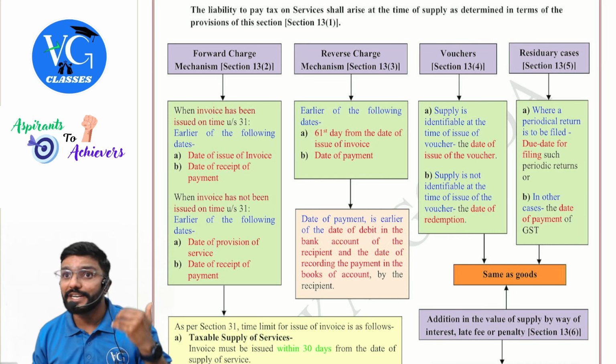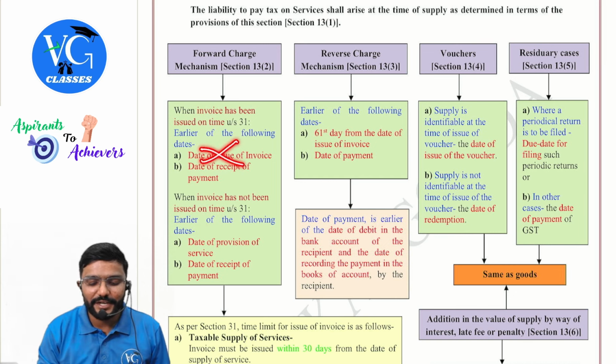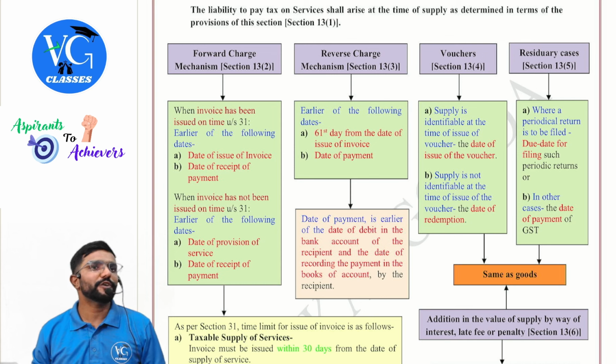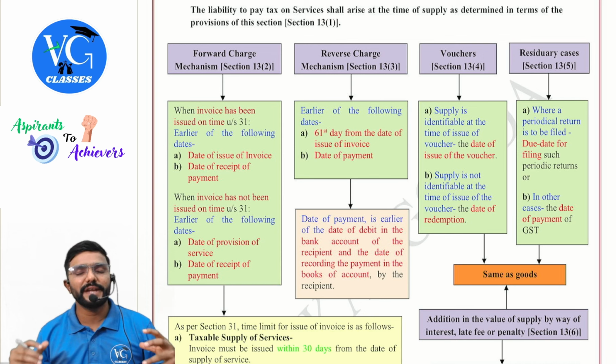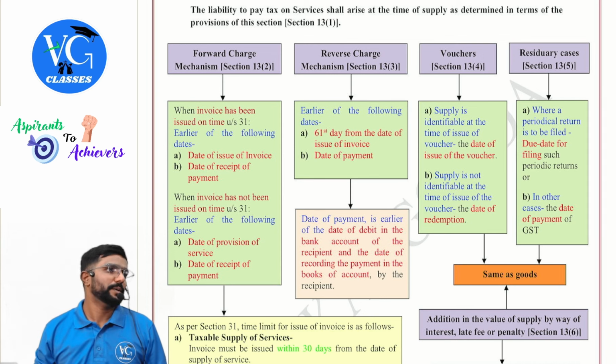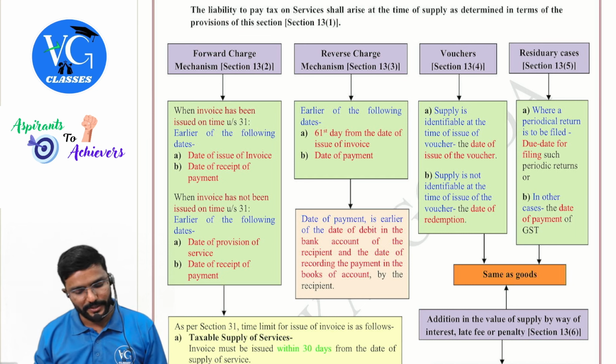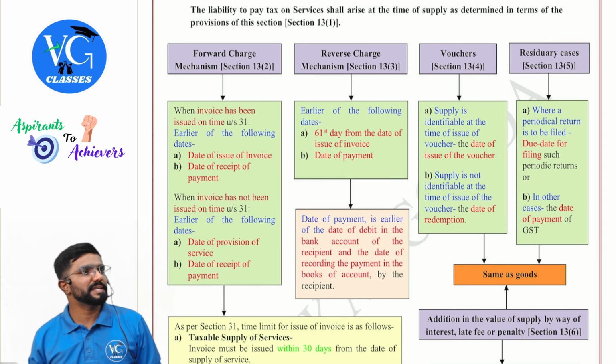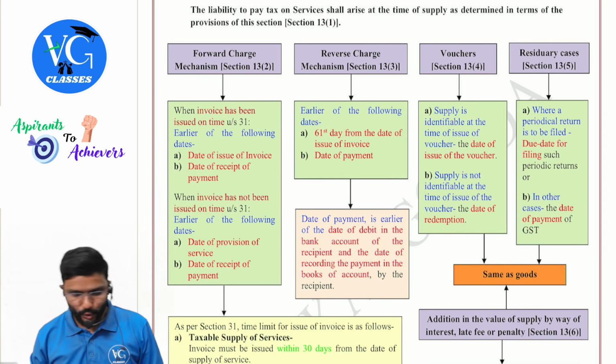If the invoice is not issued within the due date, don't take the date of invoice. Instead of that, we have to bring one more. What is it? Date of provision of service. Date of provision of service means what, guys? The date on which the service is provided by the supplier to the recipient. Okay, sir. So date of provision of service or date of payment, whichever is earlier. Whichever is earlier, guys. Okay, sir.